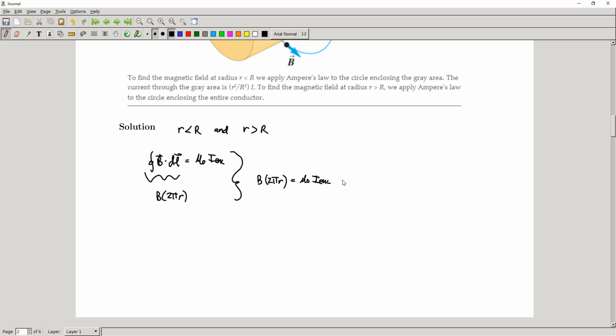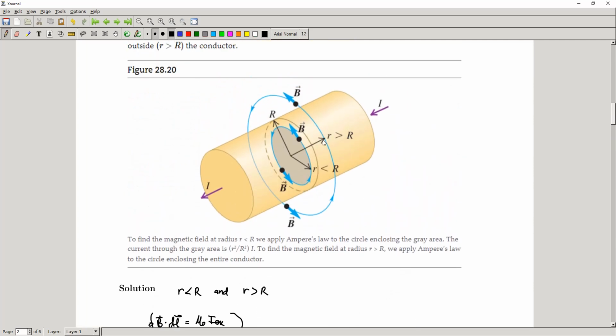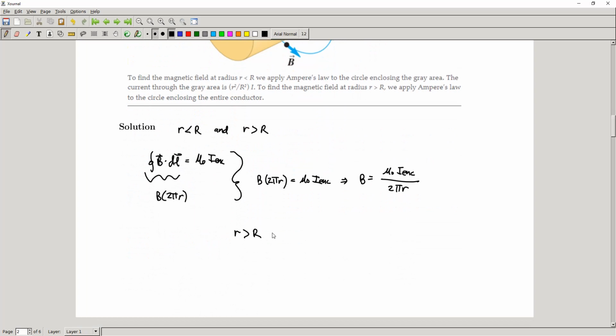Okay, we're interested in finding what B is, so right away let's isolate B. We have B equal to mu naught I enclosed over 2 pi r. We have two cases here. The first is r greater than R, where our circle encloses all of the current, the whole cylinder. So I enclosed just becomes I, and this means our B is just what we expect, mu naught I over 2 pi r. This is the result that we found above.